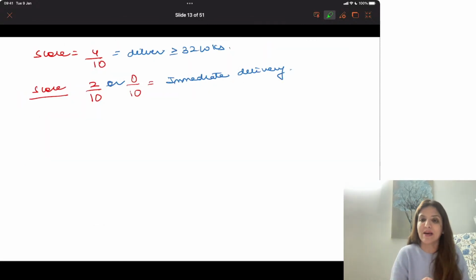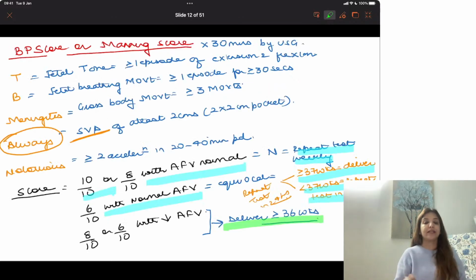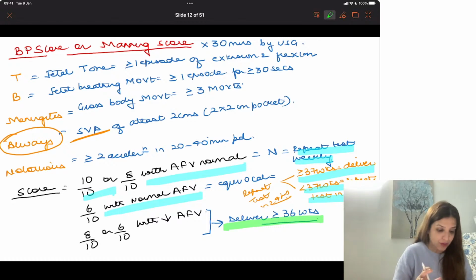Now, if the score is coming as 4 by 10, you have to deliver your patient at more than or equal to 32 weeks. If the score is coming as 2 by 10 or 0 by 10, immediate delivery. Very, very important for your upcoming INICET interpretation of the biophysical score. Right?